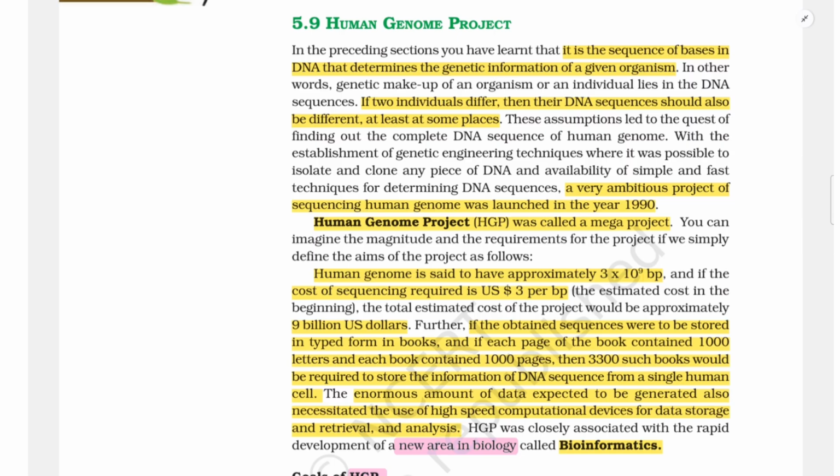Further, if the obtained sequences were to be stored in typed form in books, and if each page of the book contained 1,000 letters and each book contained 1,000 pages, then 3,300 such books would be required to store the information of DNA sequence from a single human cell. The enormous amount of data expected to be generated also necessitated the use of high-speed computational devices for data storage, retrieval and analysis. HGP was closely associated with the rapid development of a new area in biology called bioinformatics.